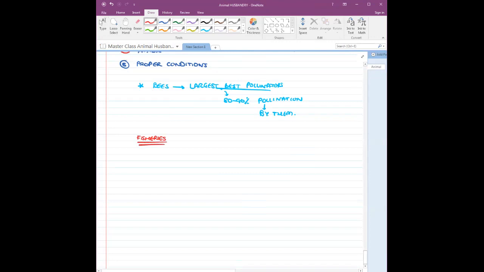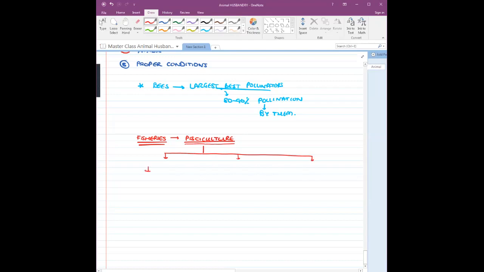So guys, when we talk about fisheries, what is this fisheries called as? This is also known as pisciculture. Now, when we talk about pisciculture, it can be divided into three different types. Basically, when we talk about pisciculture or fisheries, they are going to be mainly of three different types. And what are these?